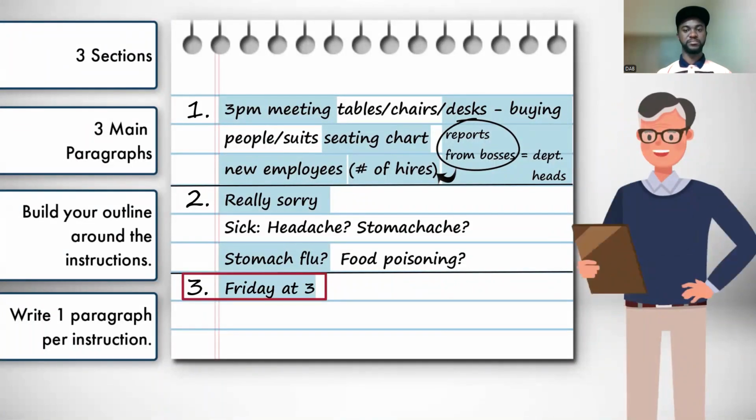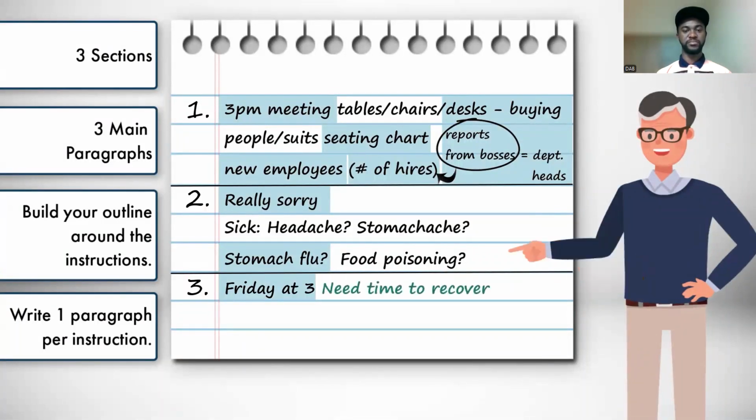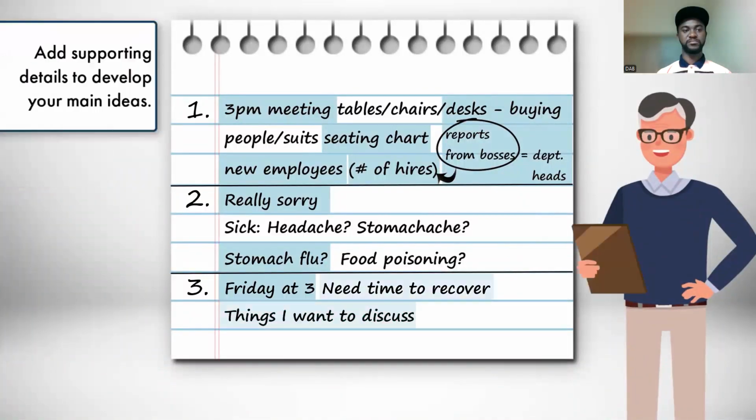Maybe I could add some details, like why I'm asking to postpone until Friday. I'll mention that I need time to recover from my stomach flu and that I have some things I want to discuss at the meeting. Whenever you can, you should add supporting details to develop your main ideas. Okay, now I've got a pretty solid outline.